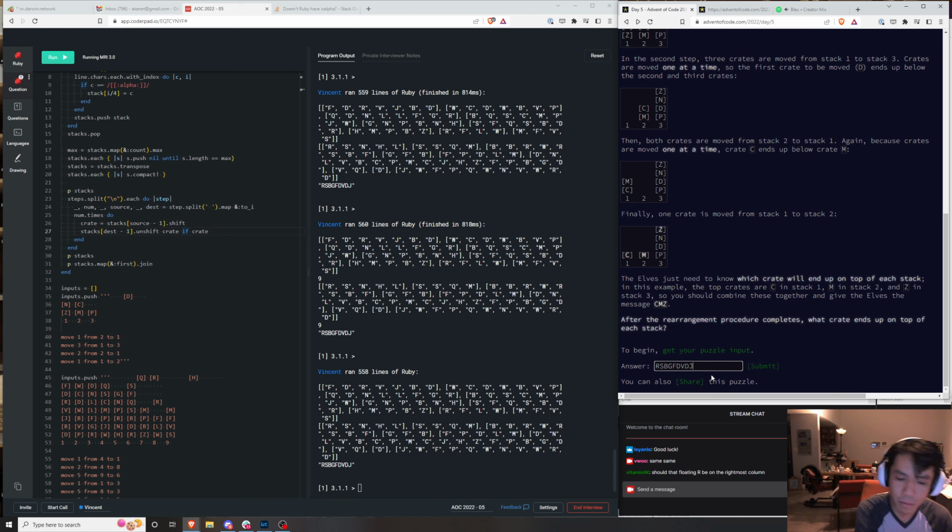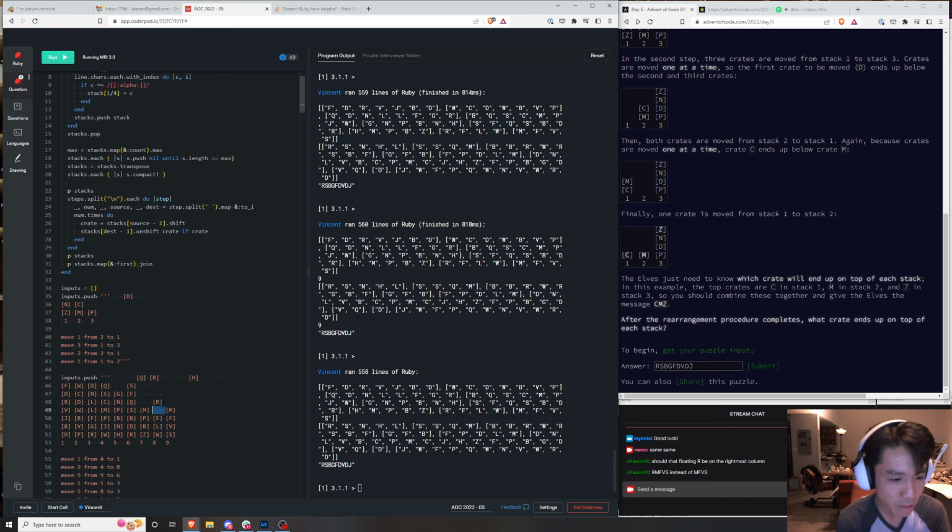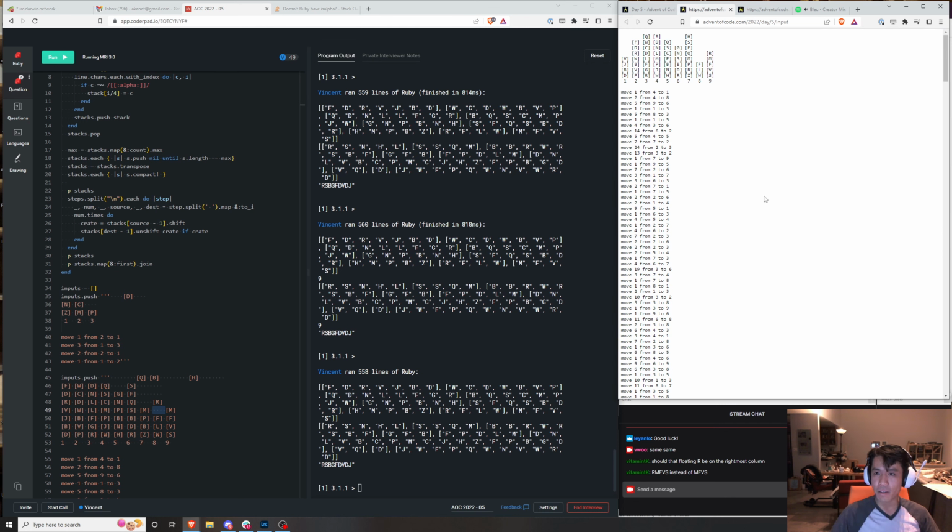Should that floating R be on the rightmost column? I don't know what you mean. Oh, this one? No, this should be column A, right? RMF? What are you talking about? Did this parse right? Is that what we're asking? This is in the eighth column, right? So it should be in this one. Oh yeah, like, what is with this floating thing? It's correctly compressed. Wait, like, yeah, why does it look like that?